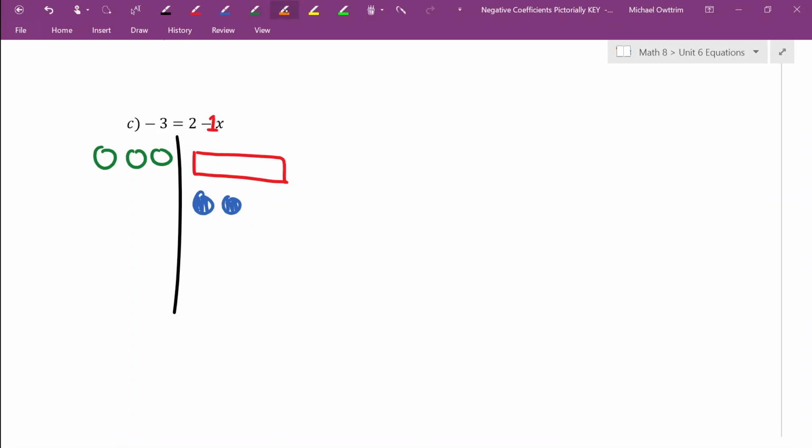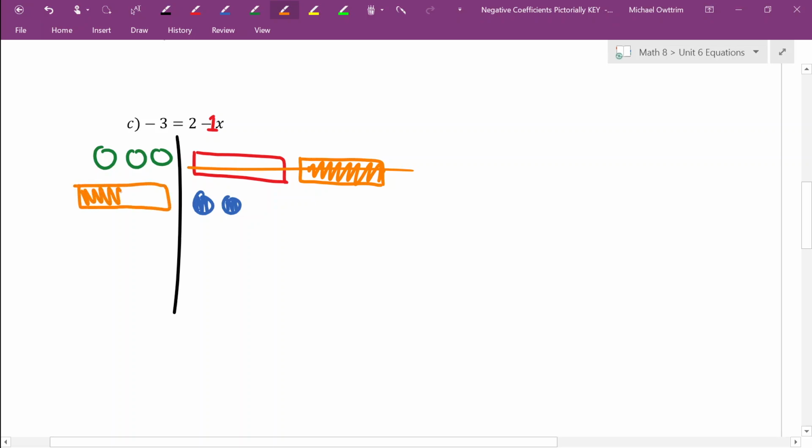First thing I need to do, my solution never has a negative x in it, so I need to cancel out that negative x. What cancels with one negative x is one positive x. Those will cancel out. Of course, when I add one positive x to the right side, I also need to add one positive x to the left side.